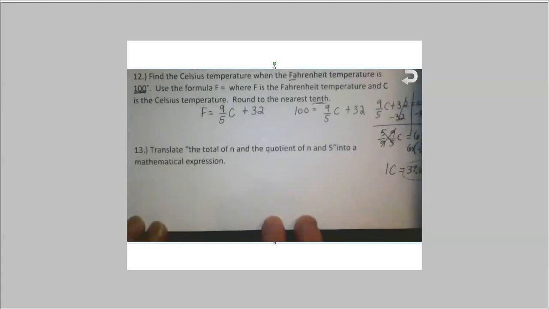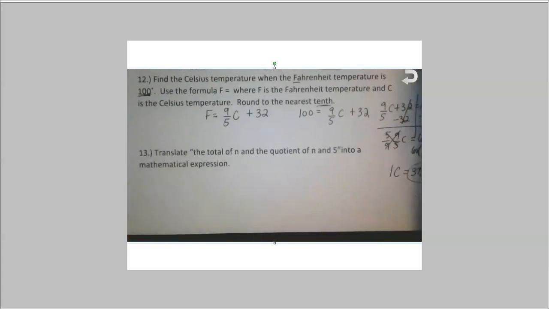Let me go over a few vocabulary terms in case you've forgotten this. We've gone over a couple of them already tonight. This problem says to translate the total of n and the quotient of n and 5 into a mathematical expression. I just want to remind you that sum, S-U-M, means the answer to an addition problem. Difference means the answer to a subtraction problem. Product is the answer to a multiplication problem. Quotient is the answer to a division problem.